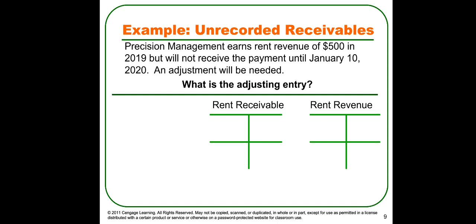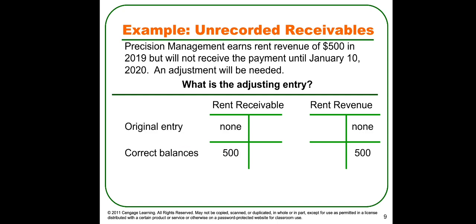To do this adjusted entry, you have to remember the revenue recognition principle. The revenue recognition principle says in accounting, you record revenue when the transaction happens, not when you receive cash. So when did this transaction happen? This transaction happened in year 2019, so you have to record the revenue in year 2019.